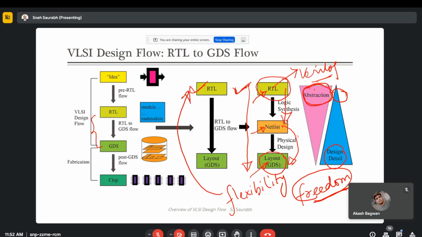As we go down and down the design flow, this flexibility goes on decreasing and decreasing. And finally, when we get at the layout, there is no flexibility, making change to the layout is much more difficult, right? And that's why we have this kind of RTL to GDS flow.